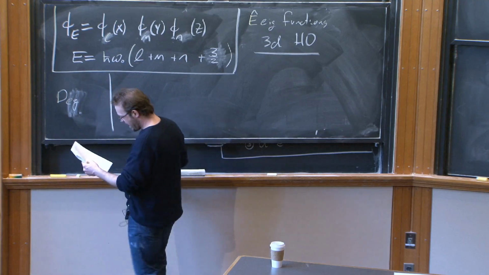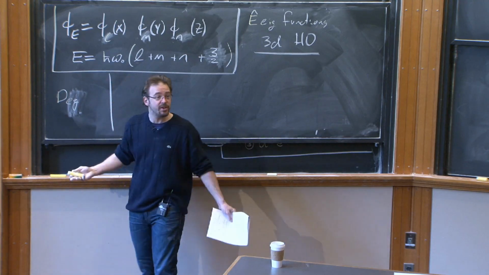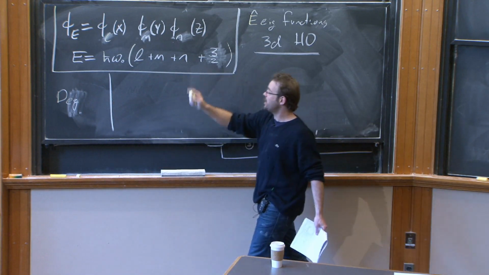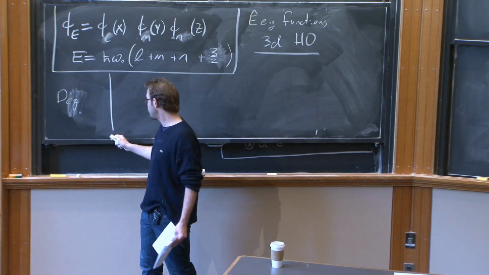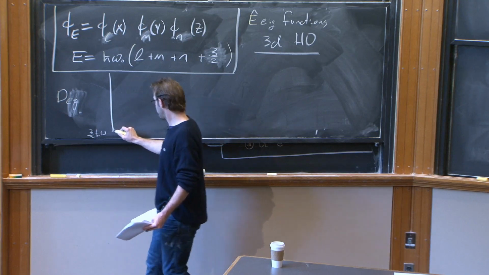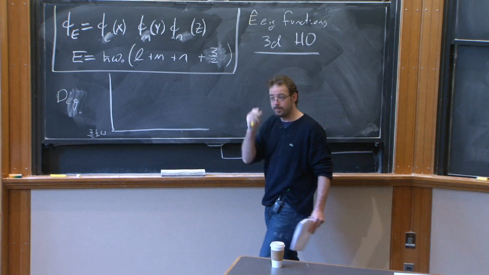So at energy, what's the ground state energy for the 3D harmonic oscillator? 3/2 h bar omega. It's 3 times the ground state energy for the single 1D harmonic oscillator. So 3/2 h bar omega. Yeah?